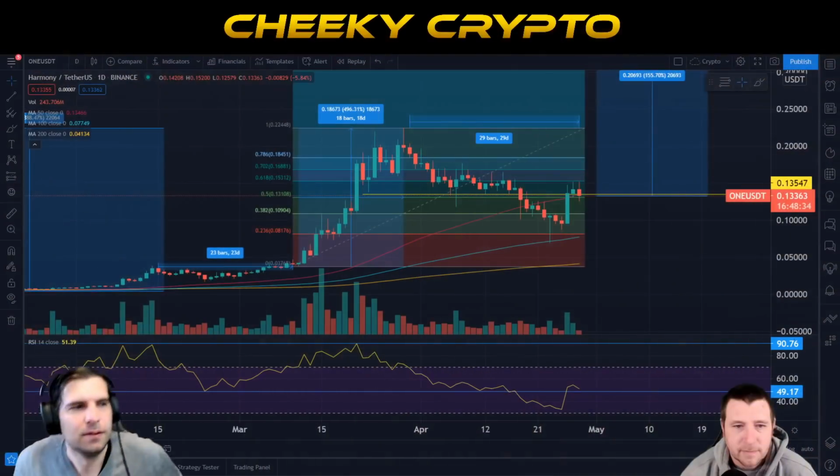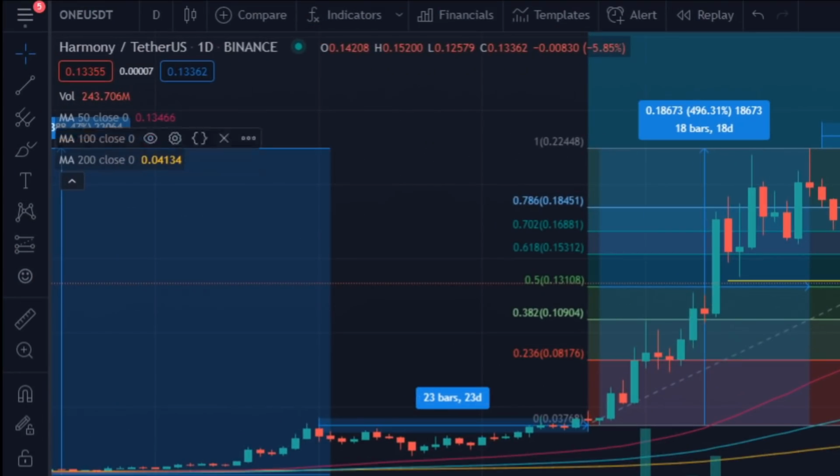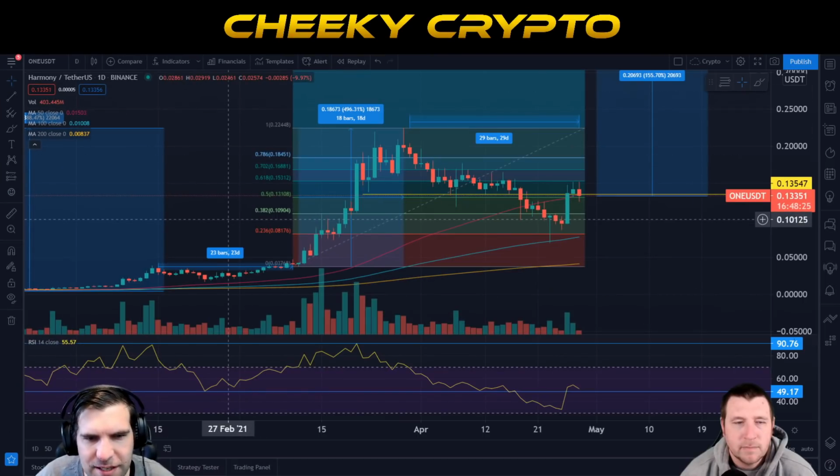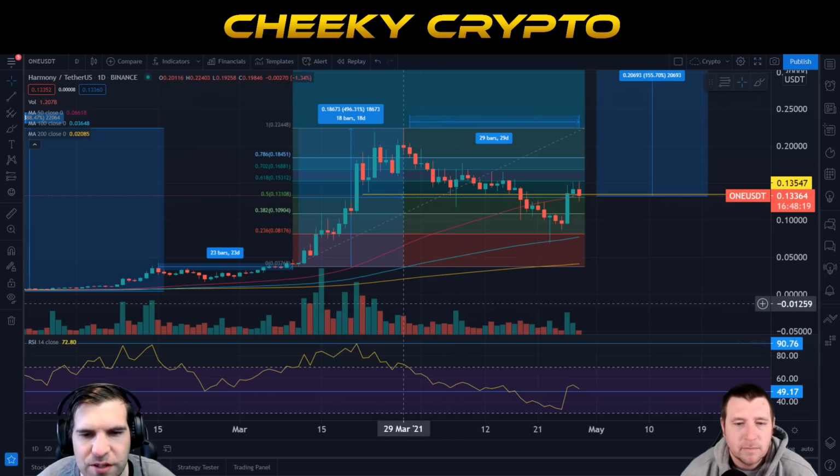Fantastic. All right then, guys, this is Harmony 1 to the USDT daily chart, and Binance is the data source. And we're going to be taking a look at this daily chart and looking at the key indicators here, such as the Fibonacci retracement, that 50, 100, 200 moving average and relative strength index.